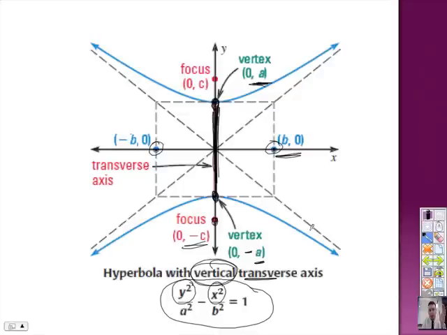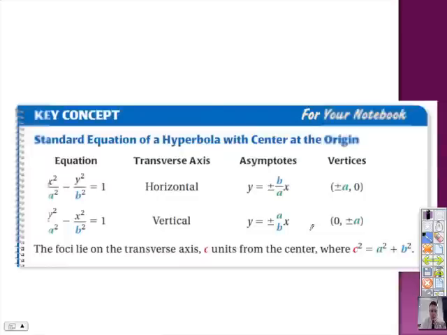Just write that stuff down. You're not going to remember all these letters. Pause the video and write these things down. If this is your equation, X squared over A squared minus Y squared over B squared, then it's horizontal. That you should know.